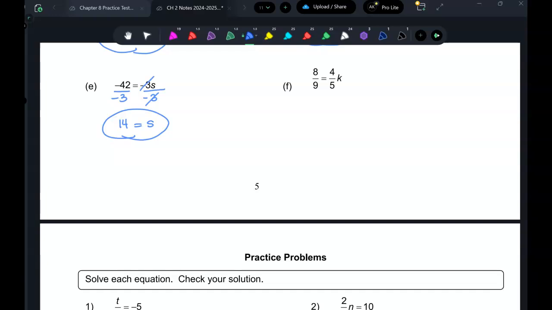Okay, F has another problem. We want to, again, look at just the side with the variables. So 4/5. How am I going to get rid of a 4/5? You've got to cancel out the 5s. I multiply by the reciprocal. What's the reciprocal of 4 over 5? 8 times 5 over 4, which is 40 over 36, and then you reduce that.